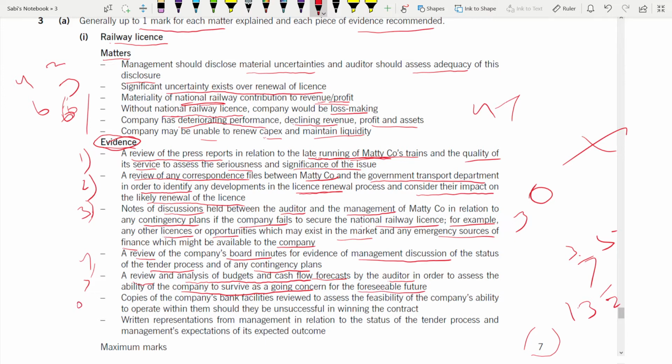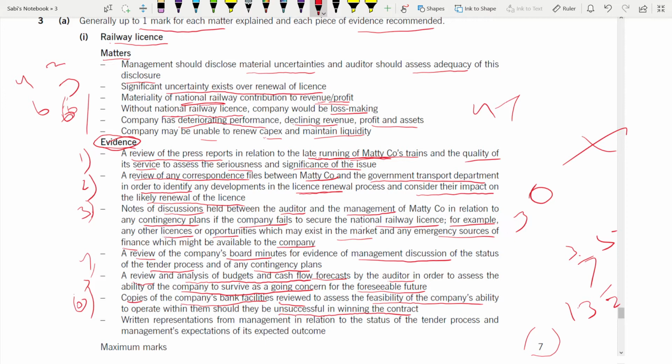6. Copies of the company's bank facilities. Because finance is also important, so you have to look at the company's bank. So obtain the copies of it. This has to be reviewed. Why? To assess the feasibility of the company's ability to operate with them should they be unsuccessful in winning the contract. If they are not getting the contract, what is the company's feasibility in dealing with the bank? Are they operating with the bank facility? That you have to see.